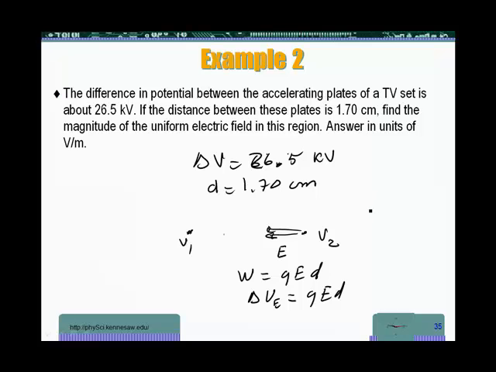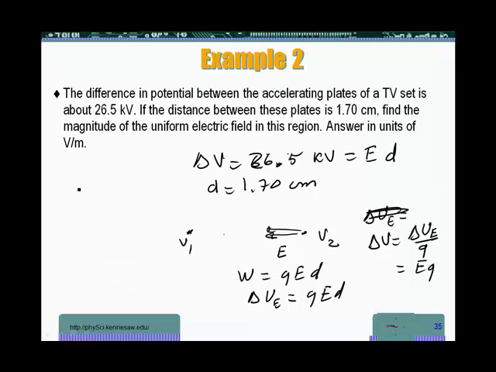And the change in voltage is going to be the change in electrical potential energy over Q. So it's going to be E times D. So in this case, what we are saying is our change in voltage is just equal to the electrical field times D.